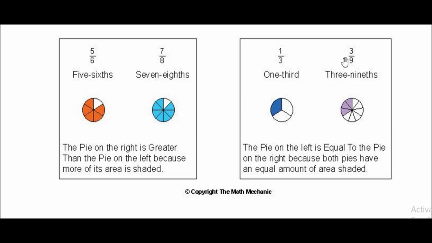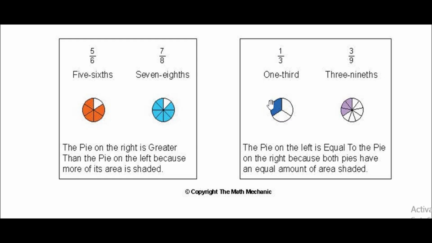The pie that represents 3/9 has 3 out of its 9 pie slices shaded. 3 out of 9 pie slices is shaded. The pie on the left is equal to the pie on the right because both pies have an equal amount of area shaded.